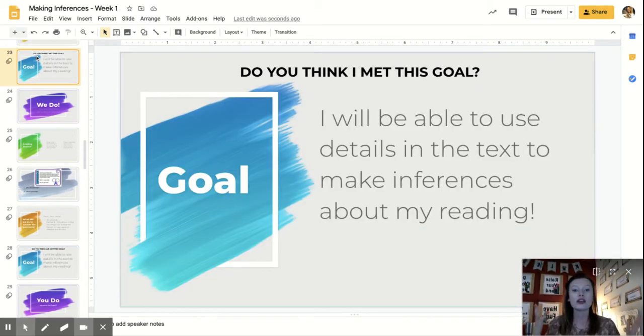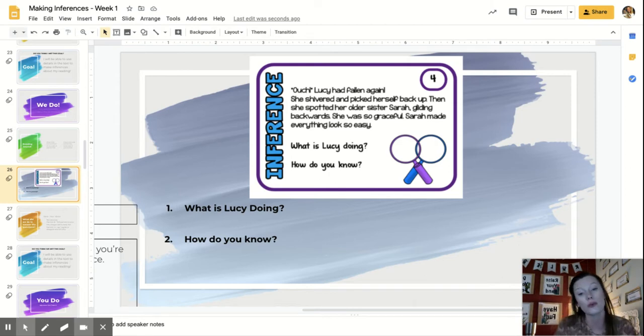Remember, this is the goal that we are working towards, right? We talked about this in our model. I will be able to use details in the text to make inferences about my reading. So that's what we're going to do right now. So these are going to be your instructions for the We Do today.